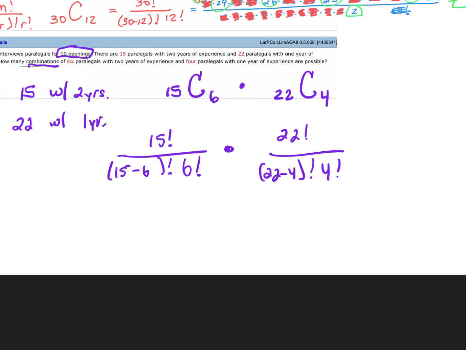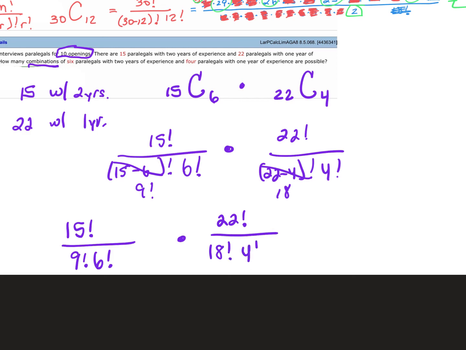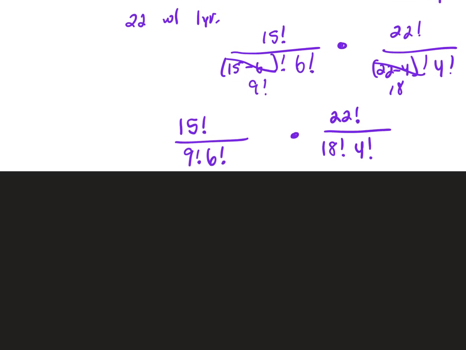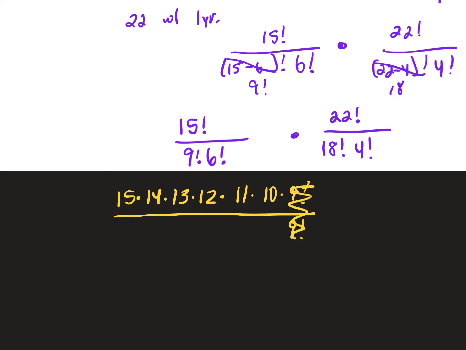So 15 minus 6 is going to give me 9. So we have 15 factorial over 9 factorial times 6 factorial, times 22 minus 4 is 18. So you have 22 factorial over 18 factorial, 4 factorial. Now, just stay organized, guys, and write this out. So you have 15, 14, 13, 12, 11, 10. I'm going to stop at 9 factorial because I have one on the bottom, and they're going to cancel out. Then I have my 6, 5, 4, 3, and 2.